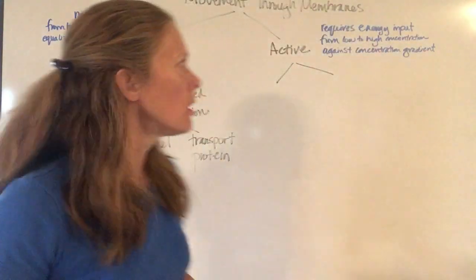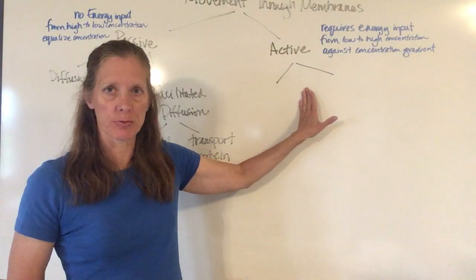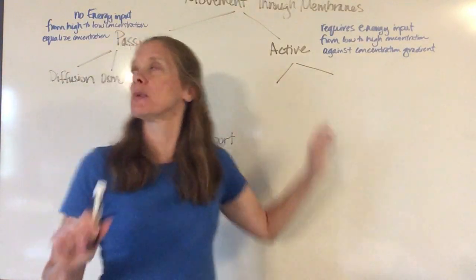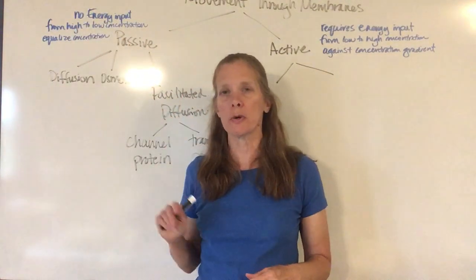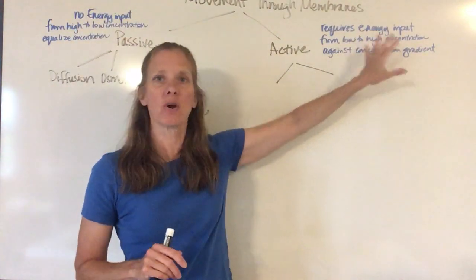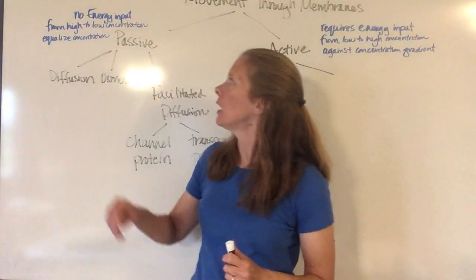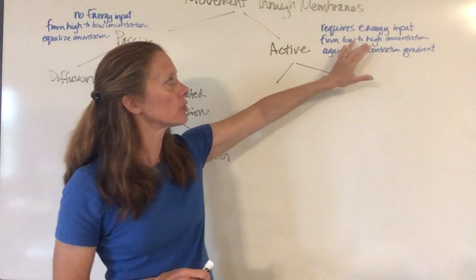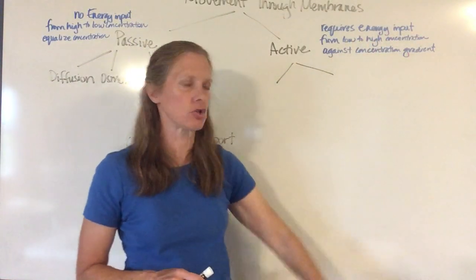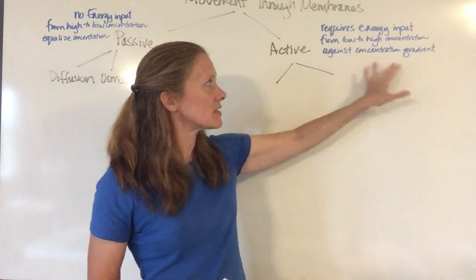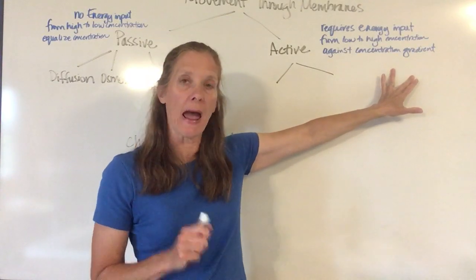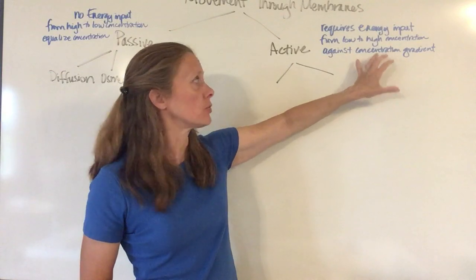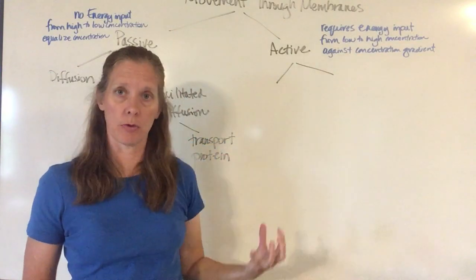So now we're going to move to active transport. And active transport is just the opposite of passive, where we said passive transport requires no energy input. Active transport does require energy input. Here we're going from high to low concentration. Here we're going from low to high concentration. So if I'm going to move it against the concentration gradient, I'm going to have to utilize some energy in order to get that to come through the membrane.